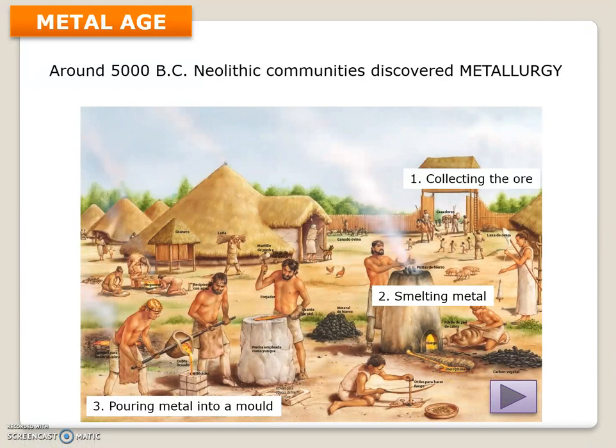The third stage is pouring the liquid metal into a mold. The mold usually is a stone with the shape of the object that they're going to make, and they usually use both sides together. They pour the metal inside and wait for the metal to be cold. When the metal is cold, they can open the mold and get the shape of a tool.